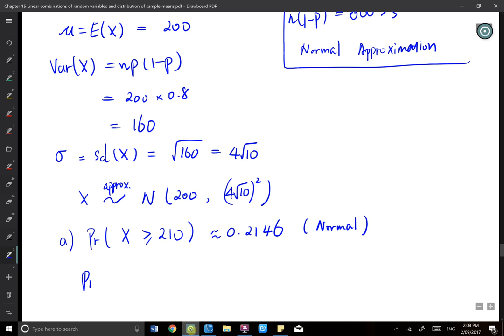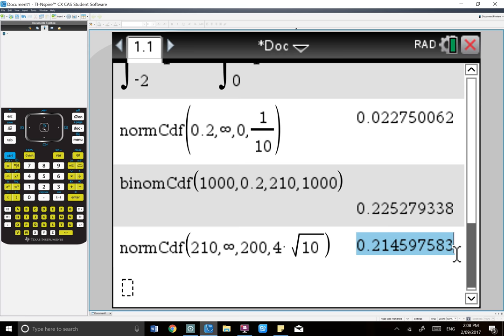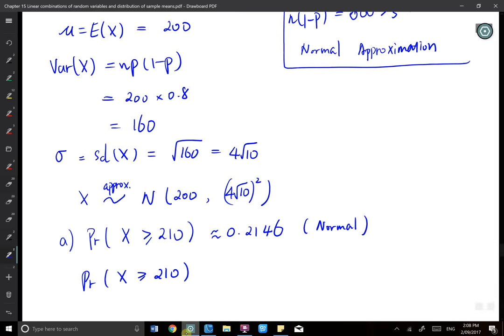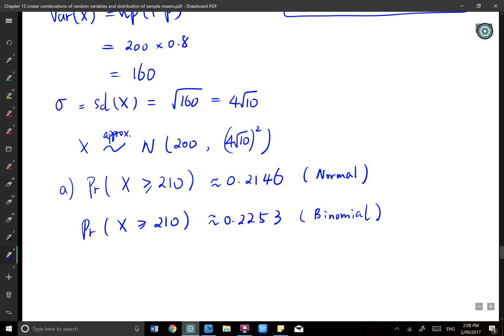How about if you use binomial? Binomial gives 0.2253. That's binomial. Can you see, it's more than 1% difference. It is actually quite large. It's not that accurate. That's why I don't like to use approximation. It's totally not that good.